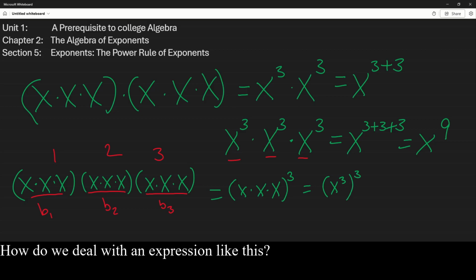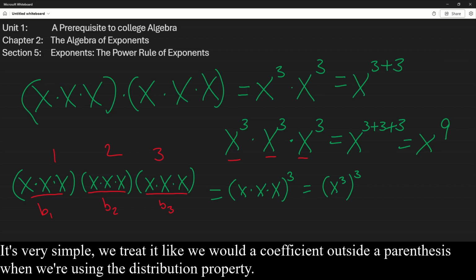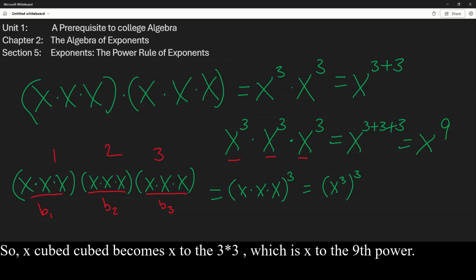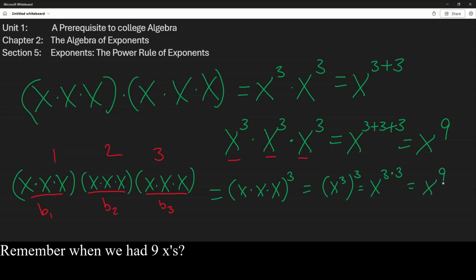How do we deal with an expression like this? It's very simple. We treat it like we would a coefficient outside of parentheses when we're using the distributive property. In other words, we multiply the outside exponent into all the exponents on the inside. So x cubed, cubed becomes x to the 3 times 3, which is x to the 9th power. Remember when we had 9 x's?